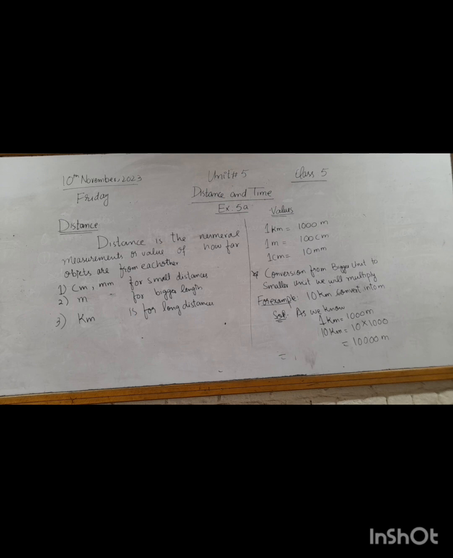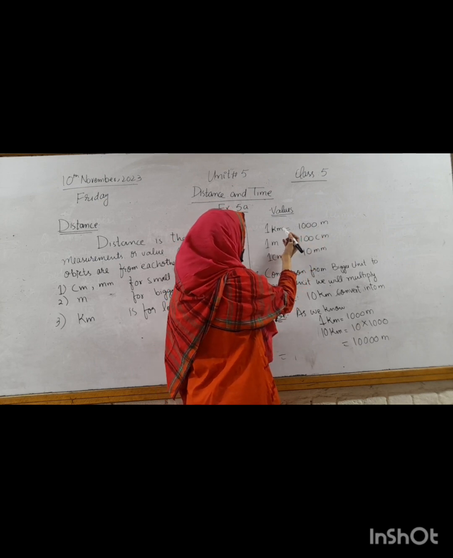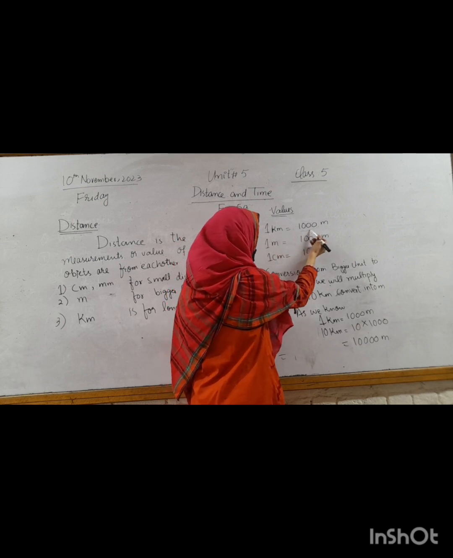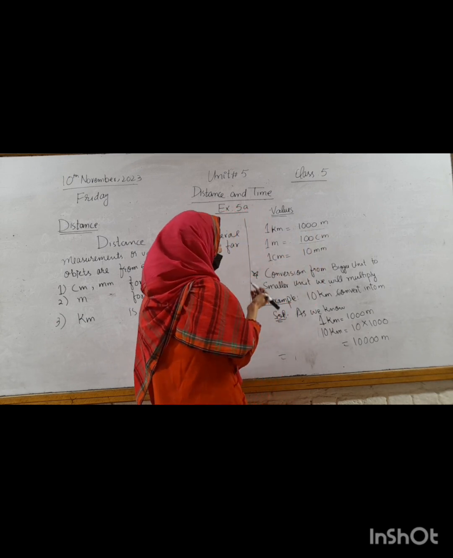What is distance? Distance is the numeral measurement or value of how far the objects are from each other. We have different units for distance: centimeter, millimeter for smaller distance, meter for bigger length, and kilometer for long length. We have different values to convert kilometer into meter, meter into centimeter, and centimeter into millimeter. 1 kilometer is equal to 1000 meter, 1 meter is equal to 100 centimeter, and 1 centimeter is equal to 10 millimeter.